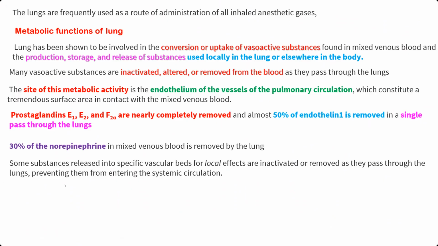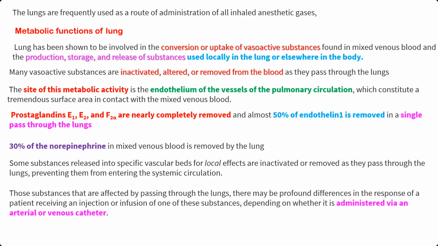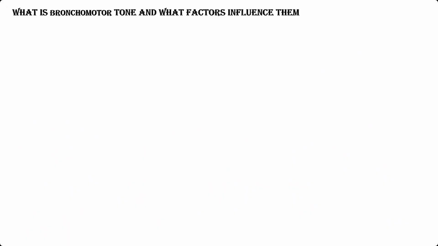And this removal activity is also called the xenobiotic effect. Some substances released into specific vascular beds are also passed through the lungs, and they are removed by that. So drugs which are administered via an arterial or venous catheter will have to pass through this. If you want to prevent the removal by that, you have to go in for direct arterial infusion rather than a venous method, which will have to pass through the pulmonary circulation. So that finishes the importance of the non-respiratory functions of the lung.